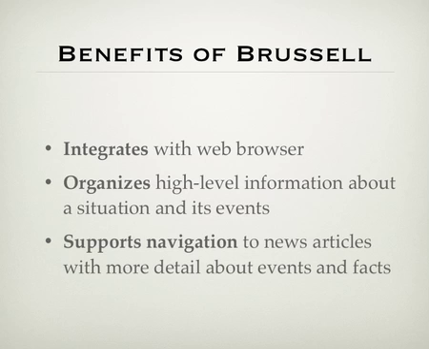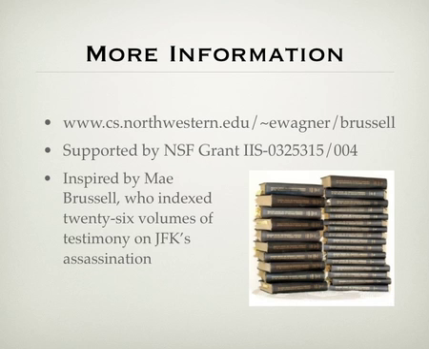In this video, we saw how Brussell helps a reader understand news by presenting the context of news events. It does so in three key ways. First, it integrates with the web browser, allowing you to ask about news events directly from text that mentions them. Second, it organizes high-level information about news situations through the storyline and participant views. And third, within these views, it supports navigation, enabling you to view details by drilling down to see original articles. You can find out more in the webpage for Brussell.